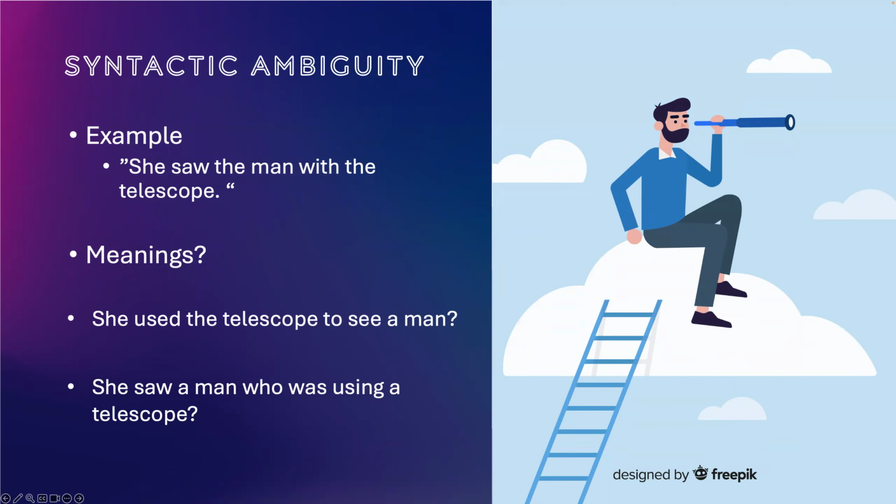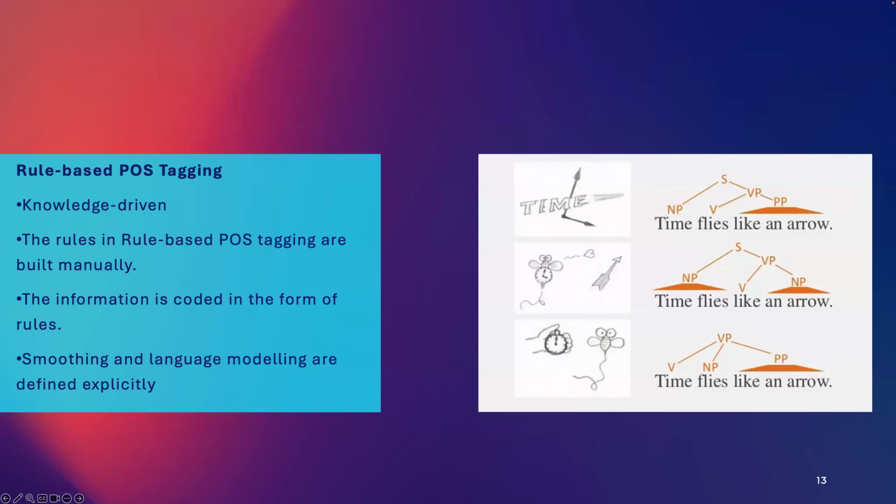How can we help with this? And the answer here is POS tagging. Let's take another example here on the right. We were going to look at different POS tagging approaches, but first of all, let's look at this example on the right. We have this example: time flies like an arrow.